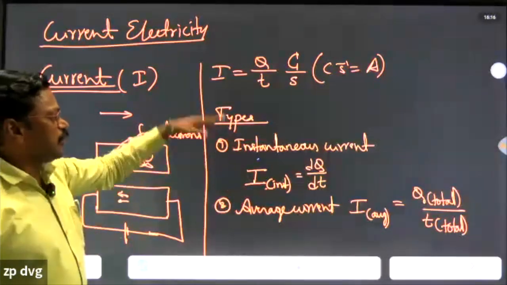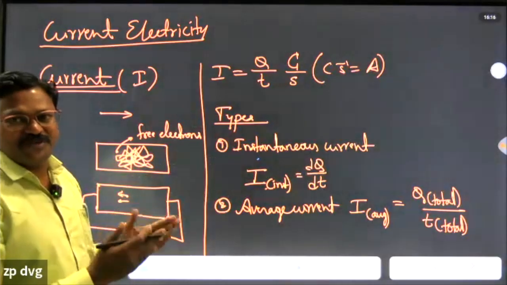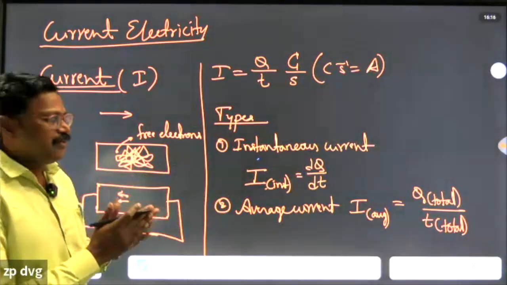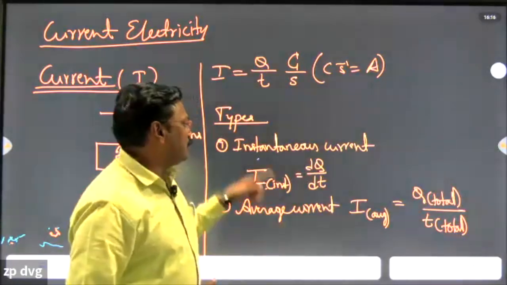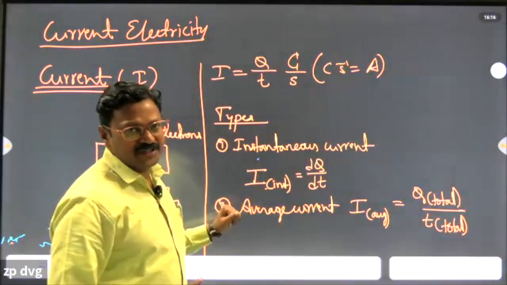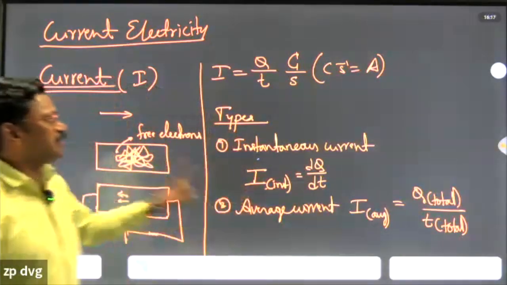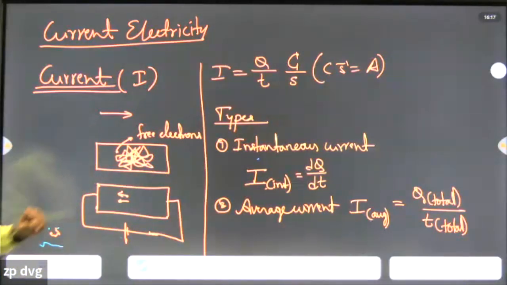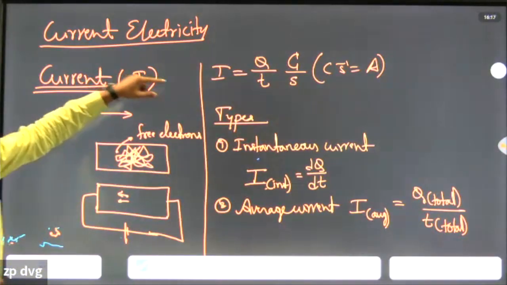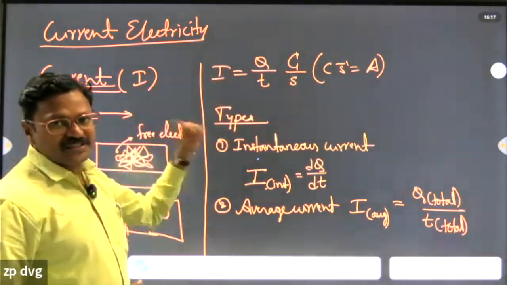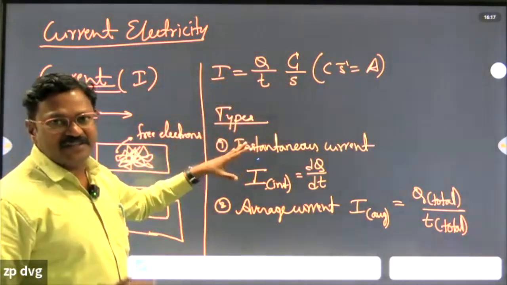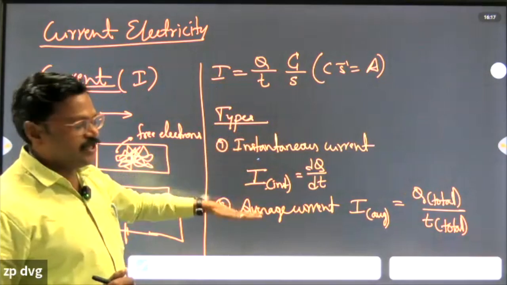Okay, so that's about types of current in terms of time. Are we measuring current at a given instant? Are we measuring current over some finite time? Based on that, we have instantaneous current and average current. I hope these things are clear. Here we discussed what is meant by current. Current is a scalar quantity. Current is a fundamental quantity. SI unit of current is ampere. We are discussing the types of current. Currents are of two types, instantaneous and average.